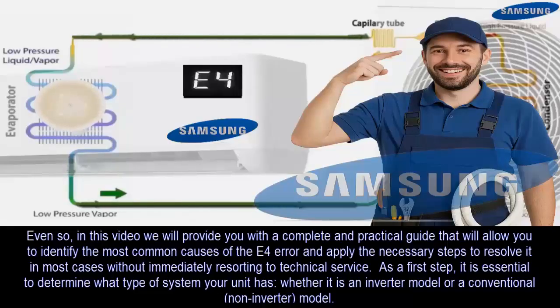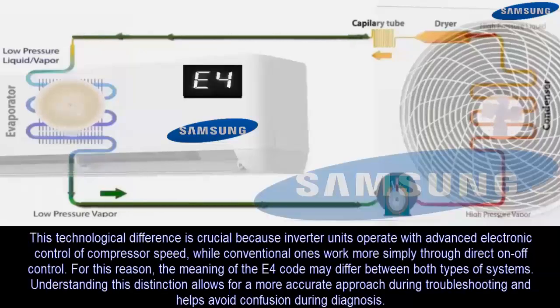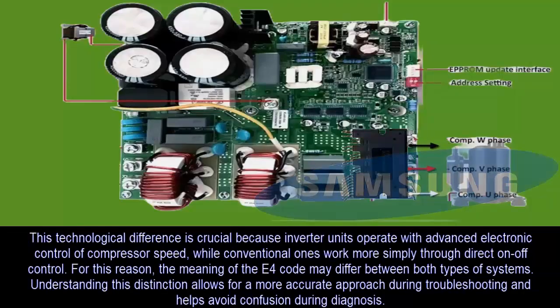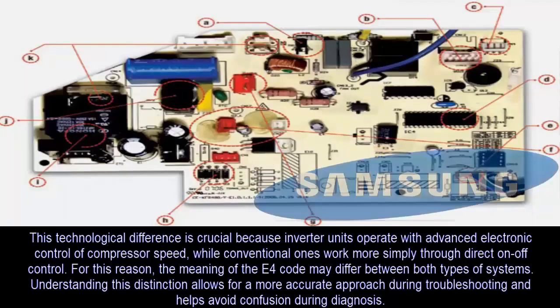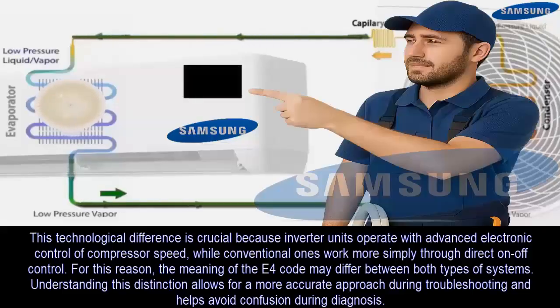As a first step, it is essential to determine what type of system your unit has, whether it is a Samsung inverter model or a conventional non-inverter model. This technological difference is crucial because inverter systems operate with advanced electronic control of the compressor speed, while conventional ones work in a simpler way through direct on-off control. For this reason, the meaning of the E4 code may differ between both types of systems. Knowing this distinction will allow you to approach the inspection with greater accuracy and avoid confusion during diagnosis.